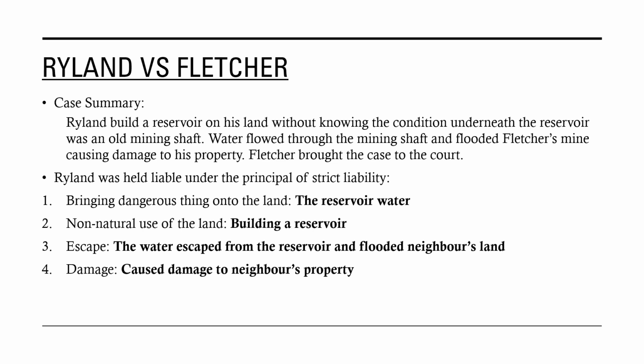First, bringing the dangerous thing onto the land, which is the reservoir water. Second, non-natural use of the land, which is building a reservoir. Third, escape, which is the water escaped from the reservoir and flooded Fletcher's land. Fourth, damage, caused damage to Fletcher's property.